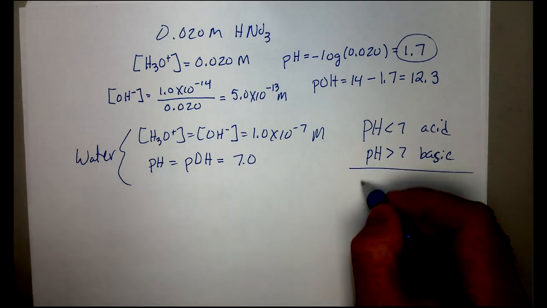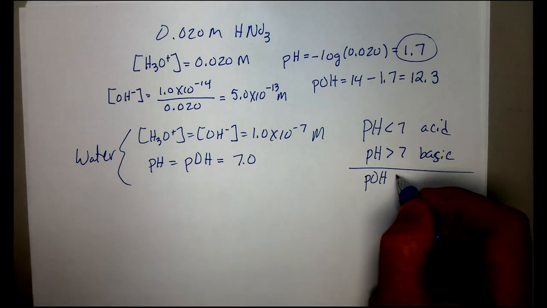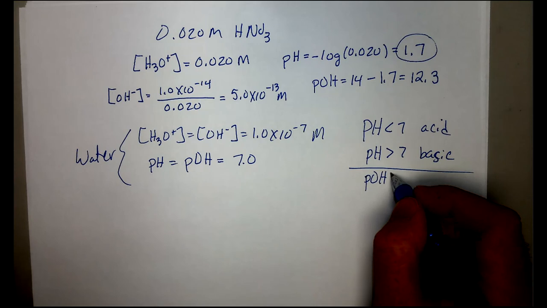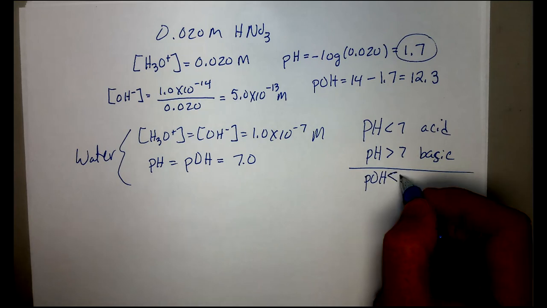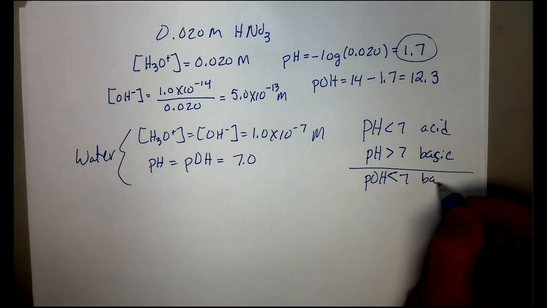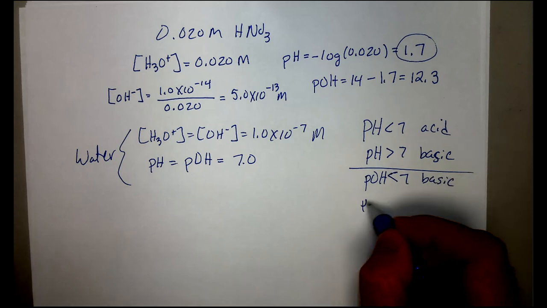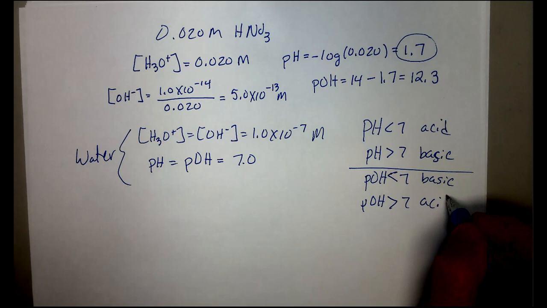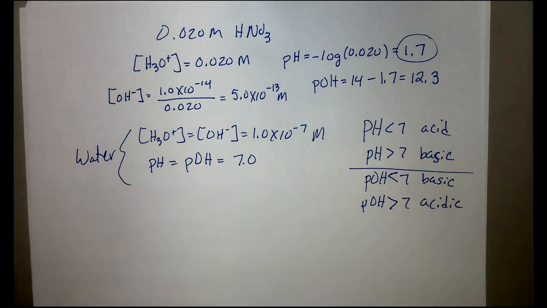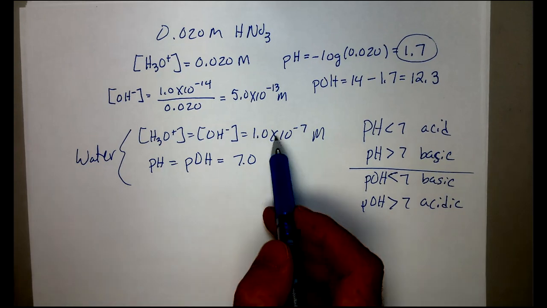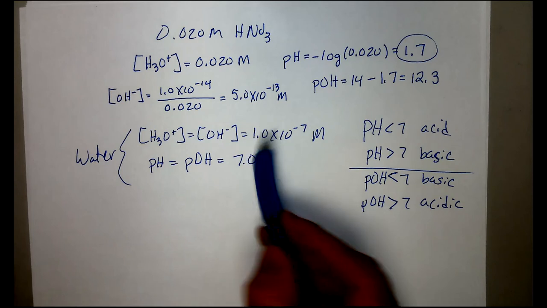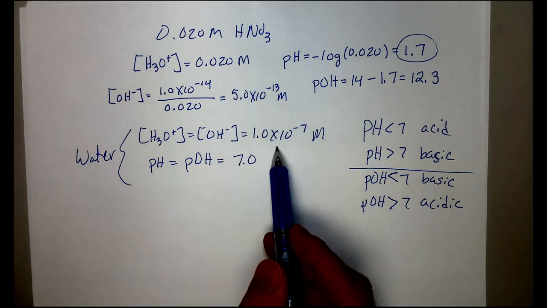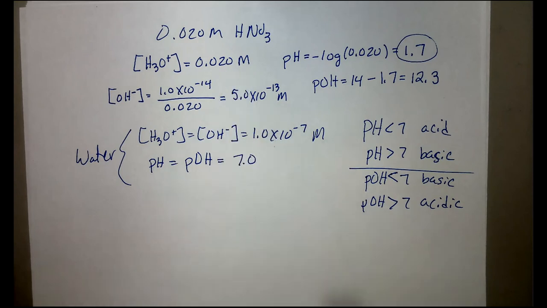The reverse is true for pOH, since I'm talking about the other ion. pOH less than 7 is basic, but pOH greater than 7 is acidic. And you can see the same thing if you've got a greater hydronium ion concentration than that, which I do, it's going to be acidic. Less than that, it's going to be basic, and the reverse is true for hydroxide.